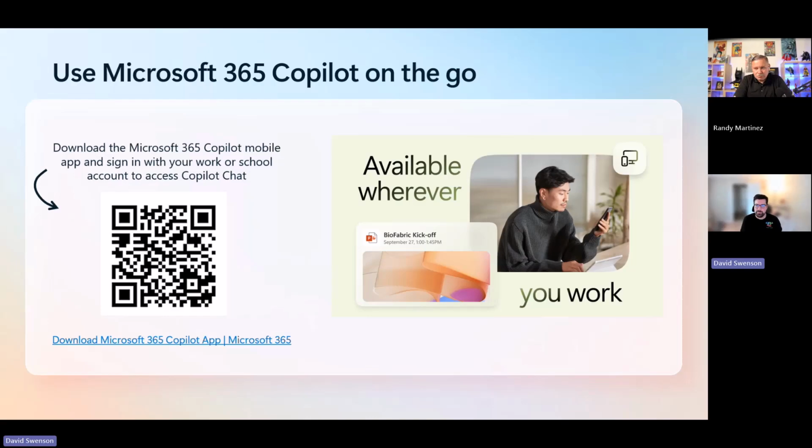So I've seen a lot of people say, well, I opened the app and it looks nothing like what you showed me. You're probably using the personal version of Copilot. This will get you right to the work version of Copilot. If you can't scan for any reason, just search for M365 Copilot or Microsoft 365 Copilot in your device's app store, and then you can sign in with your work or school account.